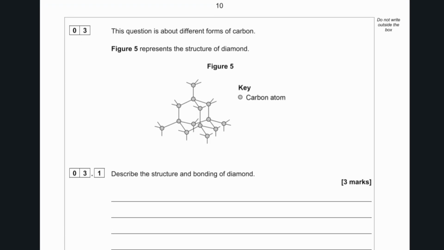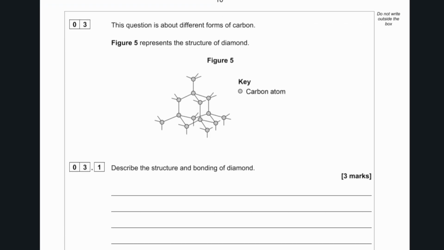Okay, moving on to question 3 then. This question is about different forms of carbon. So figure 5 represents the structure of diamond. You can see the diagram there. Describe the structure and bonding of diamond, and there's a 3 marker. So you want to put 3 different points.